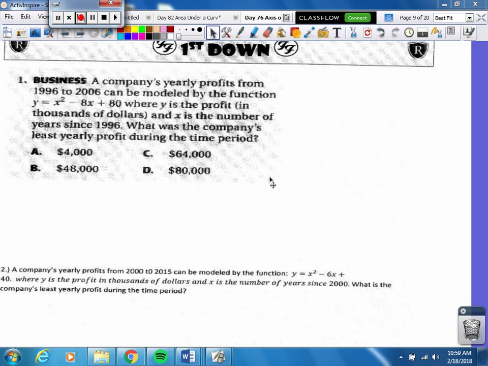Check it out. Today we're doing Axis of Symmetry. This is really important when we talk about parabolas, which is what we've been talking about the past couple of lessons. Let's check it out in a business context right here.